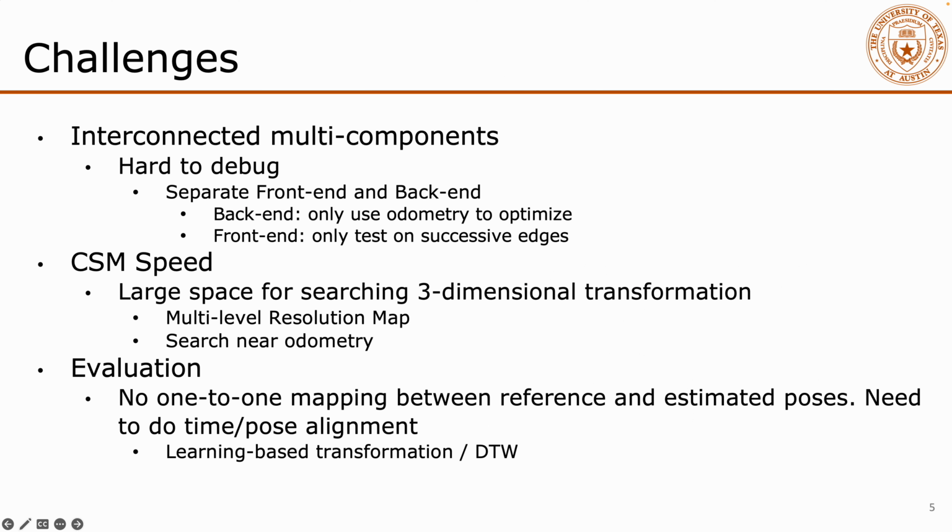Here are some challenges in our project. So first of all, there are so many components, so it's quite hard to debug. We have to separate out the front end and the back end. And because CSM is quite computationally expensive, we have to implement a multi-level resolution in order to speed up. And also we narrow down the search space nearby the odometry. And finally, there are also some issues within evaluation because there is no one-to-one mapping between the reference and estimated poses, so we have to do some alignment.